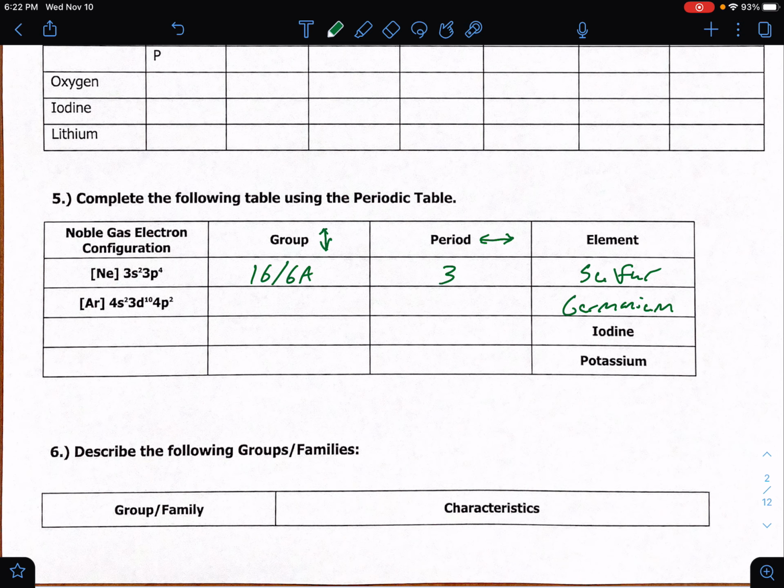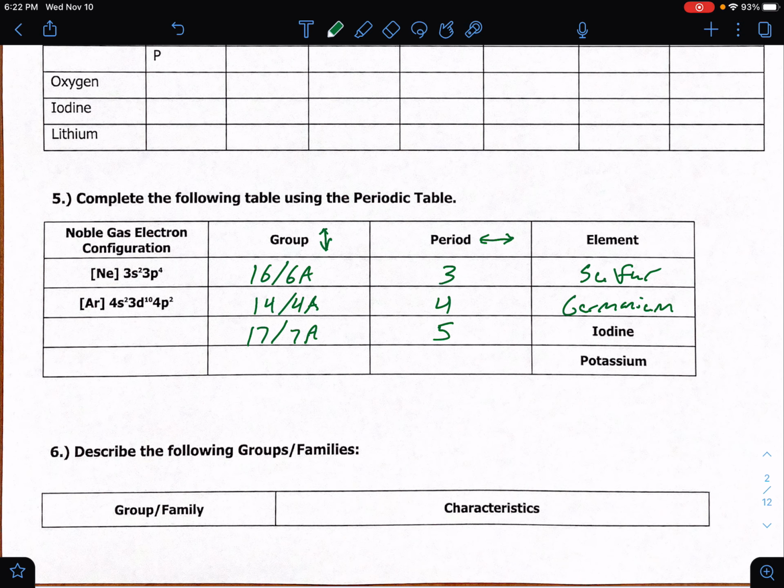So the group for germanium is going to be 14/4A, and its period would be 4. Now iodine. Iodine is going to be in group 17/7A, and it's going to be in period 5.